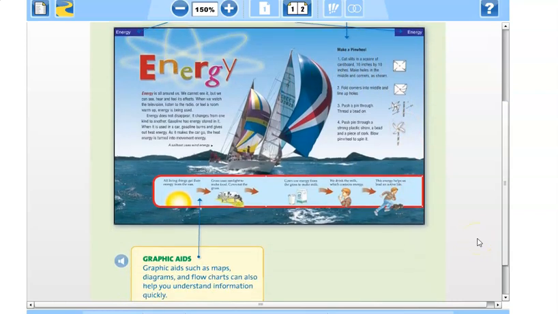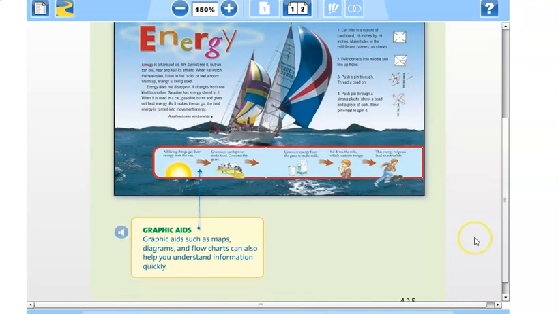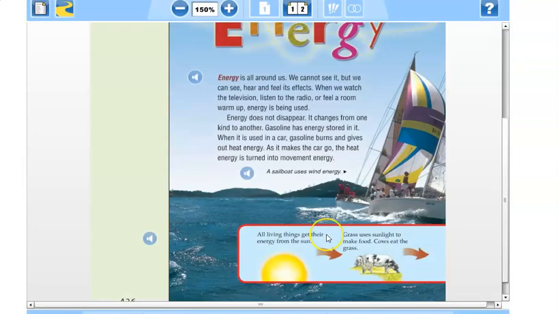All right, and we'll keep on going for our next piece here, which is the graphic aids. And graphic aids such as maps, diagrams, and flowcharts can also help you to understand information quickly. And you can see right here, this is a flowchart because it has arrows and it tells you which way it goes. And they're very helpful. They give you extra information.